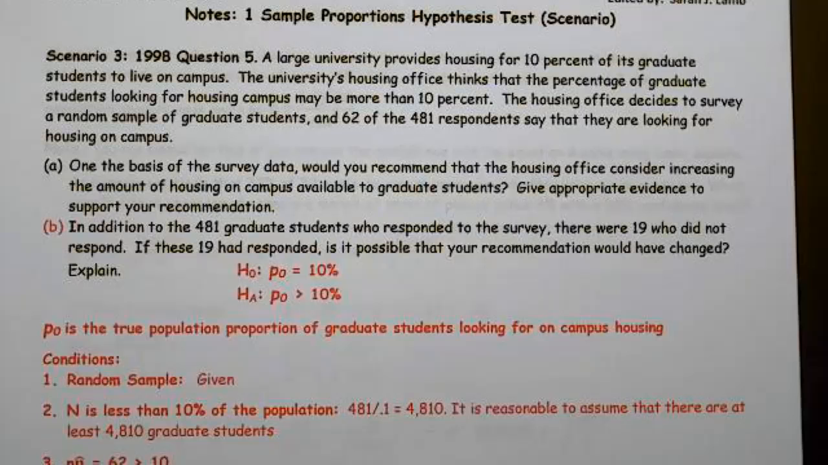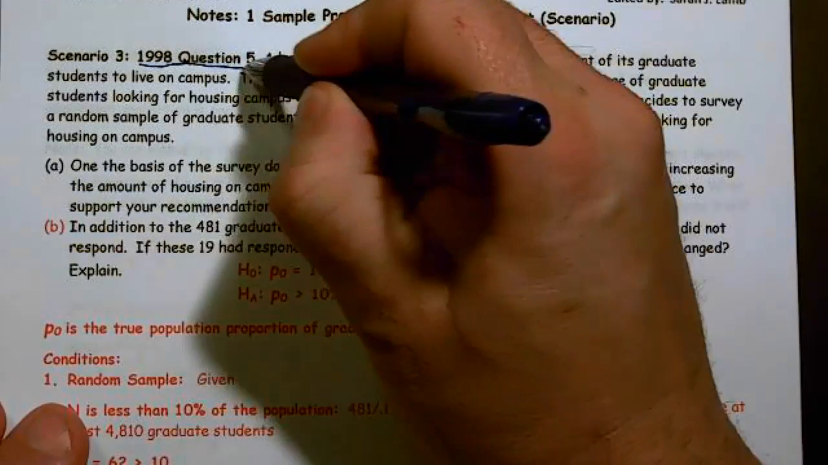All right, this is your Stat Sensei, and we're going to look at a one proportion hypothesis test. This was an AP question, and it was year 1998. It was question number 5.